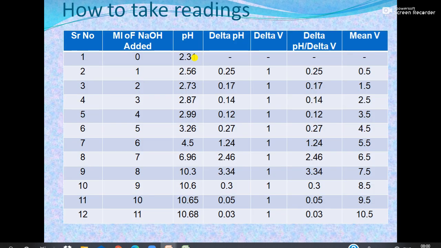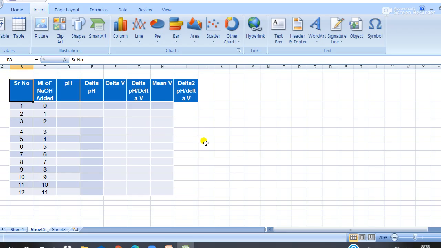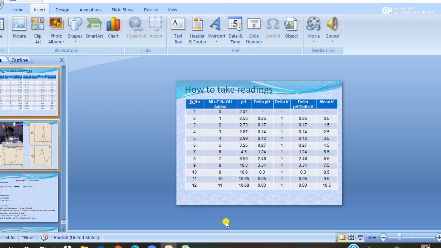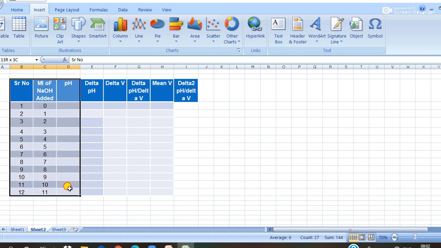These are the random values which I have taken for the calculation purpose. I will show you how the graph comes. I will take this in Excel. I have already copied those values in the Excel sheet, so you can see this is the Excel sheet. I will copy the values in the Excel sheet first and then we will see how to plot the graph. So these are the values.